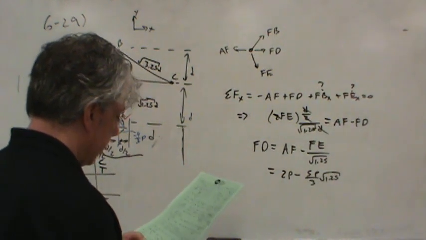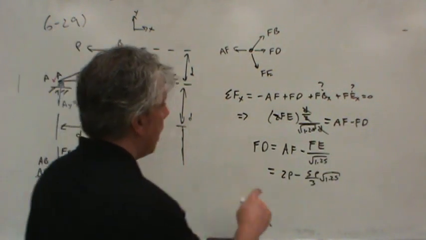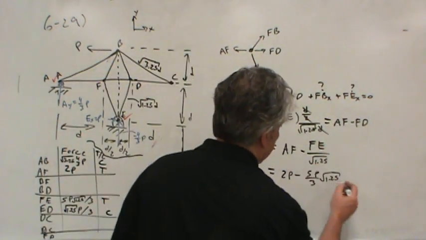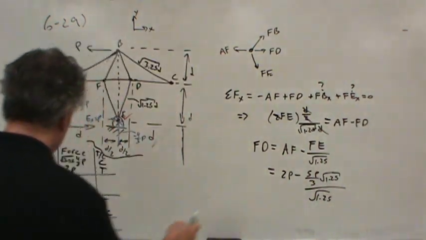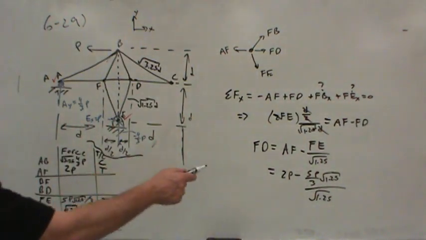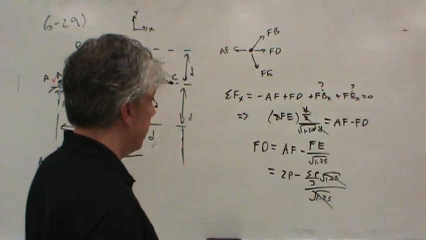All right, so I just plugged in FE. I forgot to divide by root 1.25. There we go. Yeah, so FE is right there, and I've just copied it over. So these two do in fact cancel.